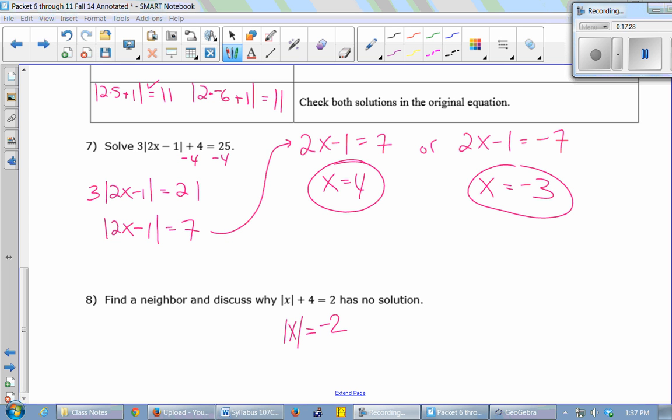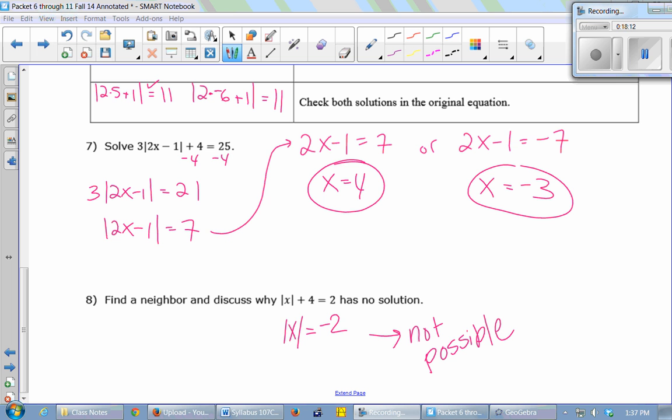Why not? Yes? Yeah, the absolute value of something can never be negative. There is no number that when you take the absolute value of it, you get negative 2. The absolute value of everything is either positive or 0. So this is not possible. The absolute value cannot be negative. Whatever number I say, the answer is always positive or 0. It can never be negative 2.